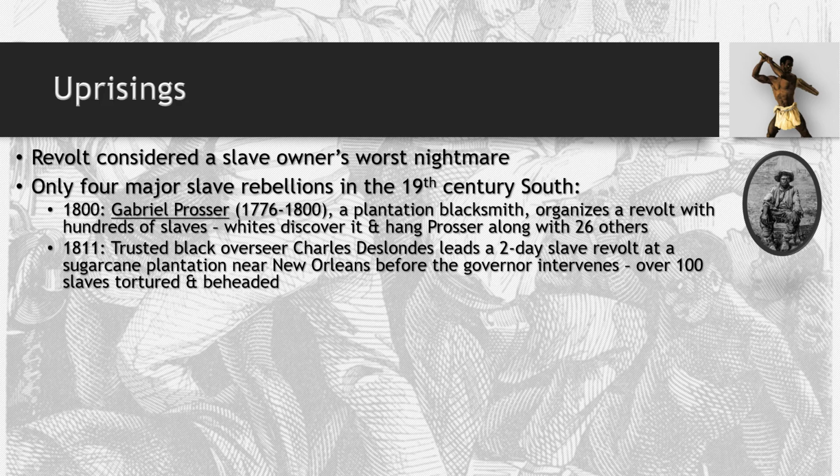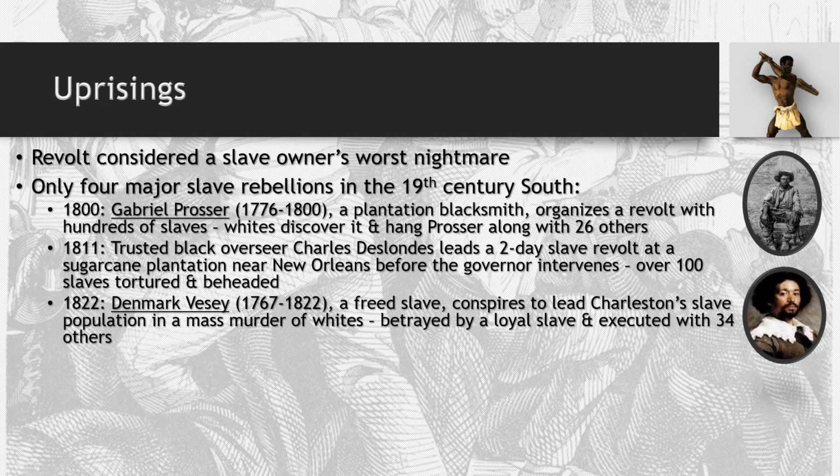In 1811, there's another black overseer named Charles Deslondes. He ended up leading a 2-day slave revolt at a sugarcane plantation near New Orleans, and the governor ended up intervening here. Over 100 slaves ended up being tortured and beheaded as a result. So again, this was a very public display of putting down a rebellion like this.